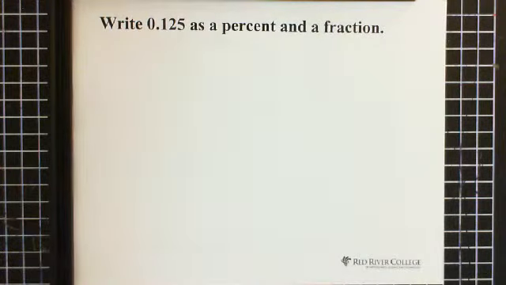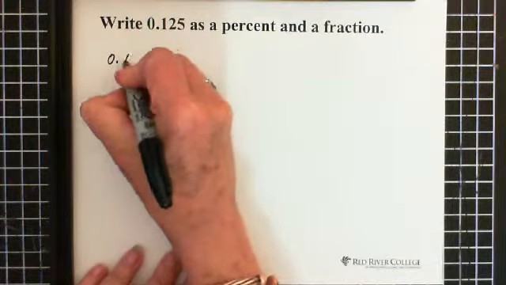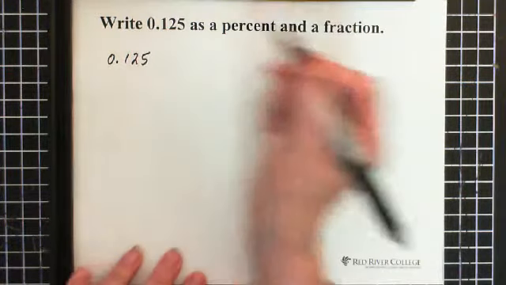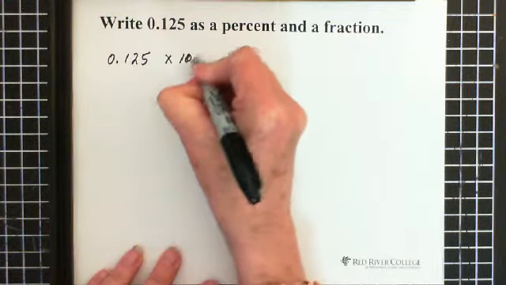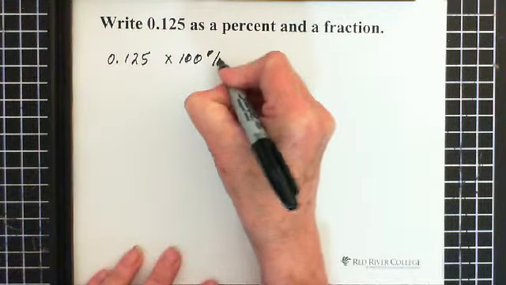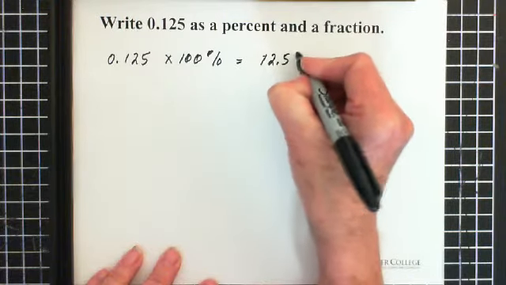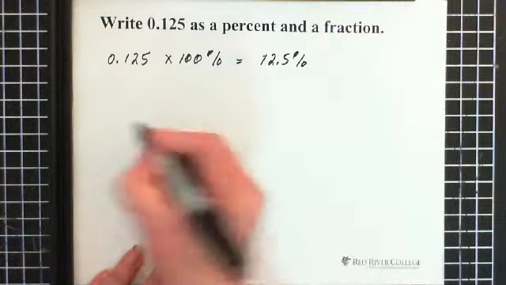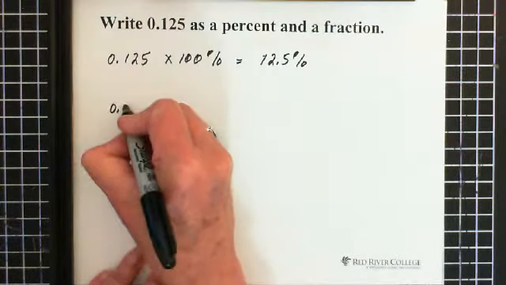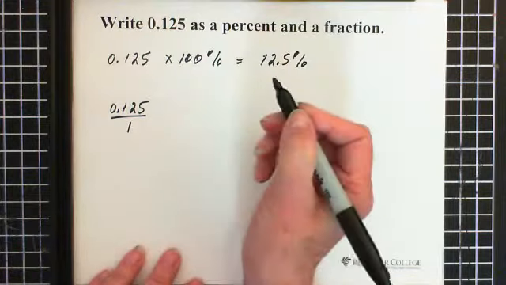Now, write 0.125 as a percent and as a fraction. So here we have our decimal 0.125. To turn it into a percent, we multiply it by 100%, and that gives us 12.5%. To turn it into a fraction, we take our 0.125 and divide it by 1.